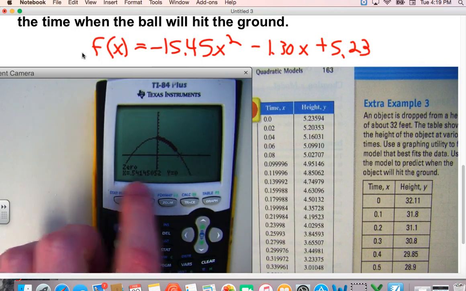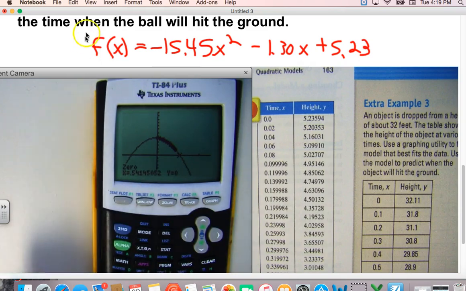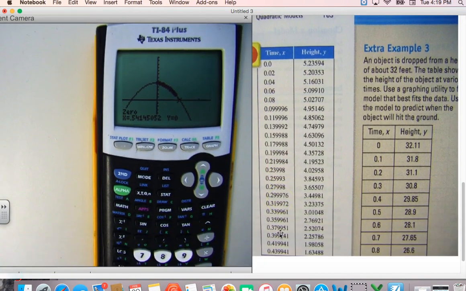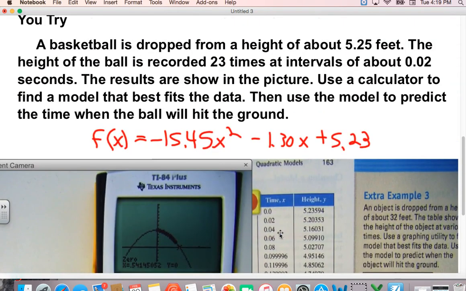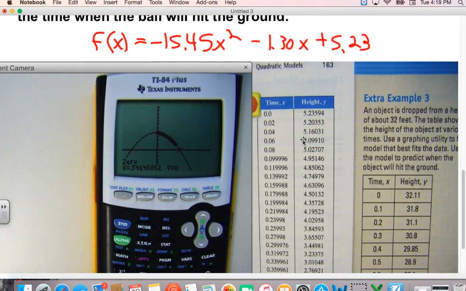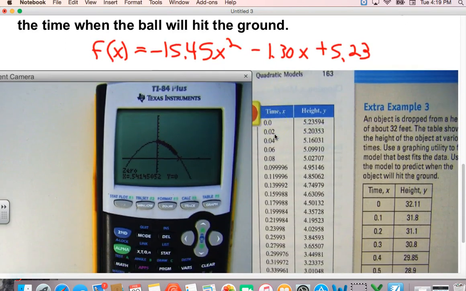So our zero happens when x is 0.5414. That means the time when the ball is going to hit the ground is at 0.541 seconds, because it's in seconds that we're counting. So a little bit over half a second is when the ball is going to hit the ground if we drop it from a height of 5.25 feet.